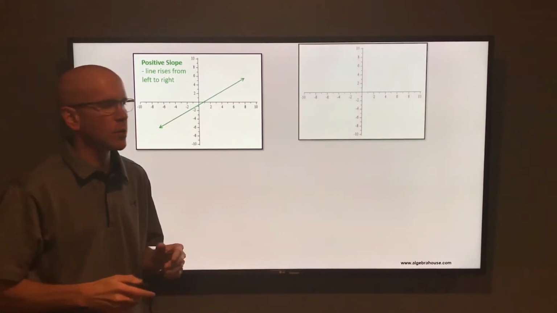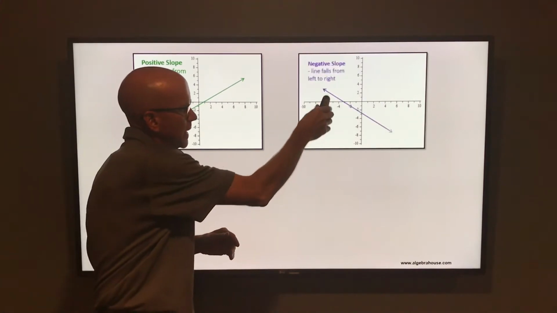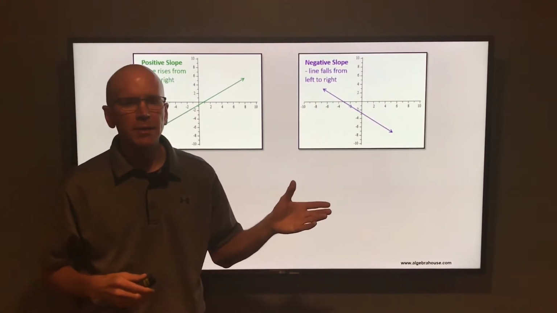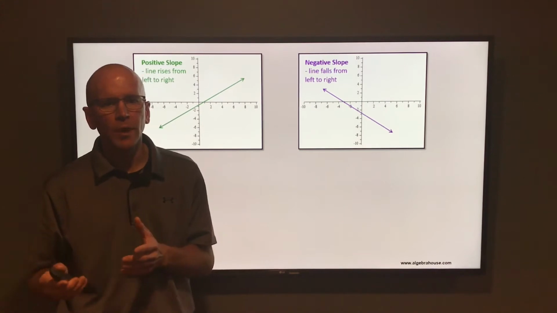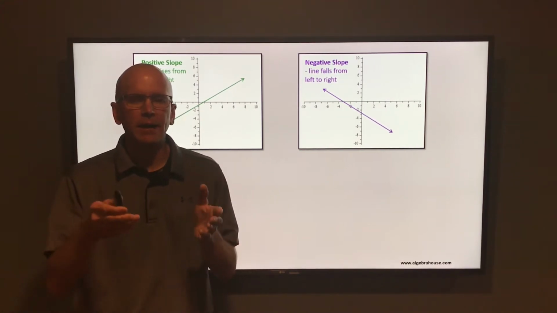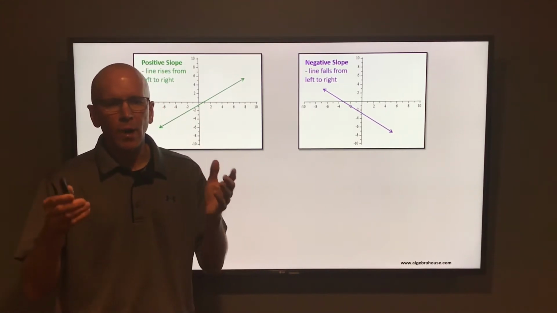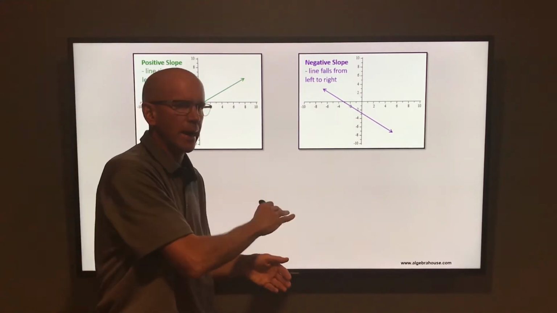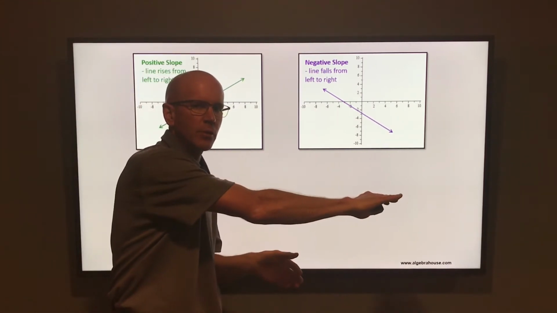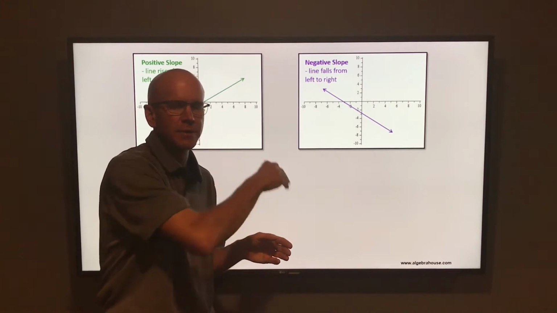A negative slope is the other way. It's going to go down into the right, because in that situation, either the rise is negative or the run is negative. For example, if you have negative 3 over 4, the rise would be negative 3. That means you would go down 3, and the run is 4. You go to the right 4. So that would create a line that goes down to the right.